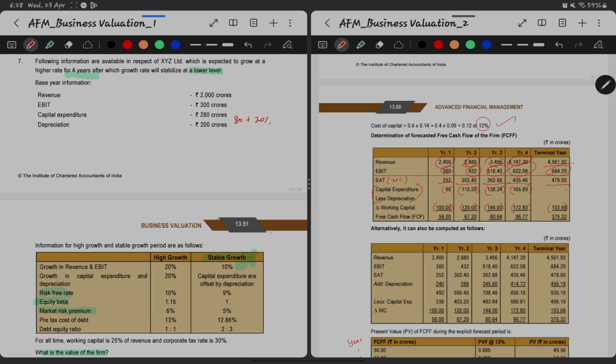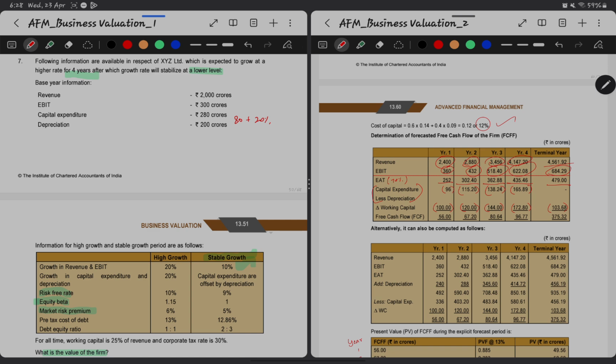So we know that 2400 minus 2000 is 400. 400 multiplied by 25% is 100. The same way 2880 minus 2400 multiplied by 25% is 120. Same way 3456 minus 2880 multiplied by 25% is 144. Hence the increase in working capital is 100 in case of year 1, 120 in case of year 2, and 144 in case of year 3, 178.8 in case of year 4, and terminal is 103.68.